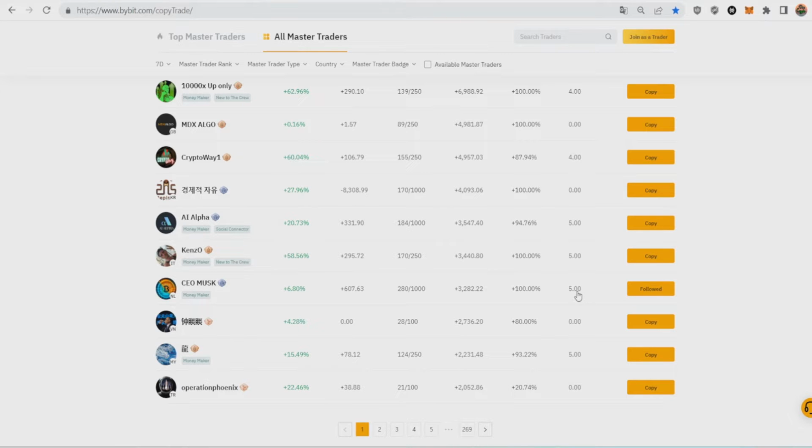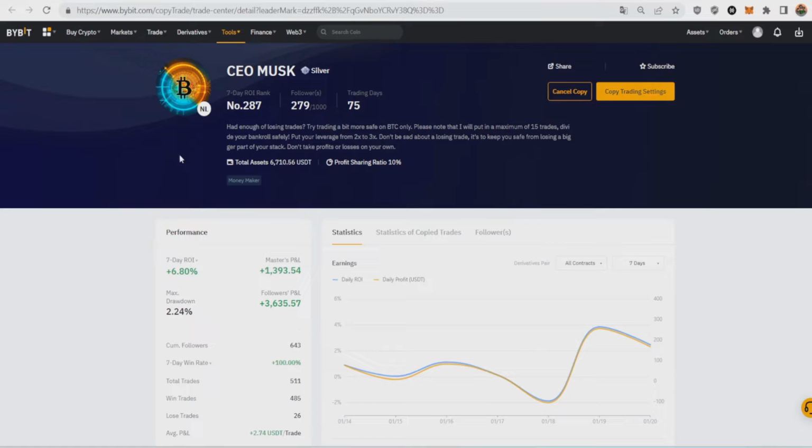But this doesn't only determine, and I'm gonna show you guys right now why I chose CEO Musk, for example, and what to look at in a copy master trader. So the first thing you want to see is trading days. If this is not at least 30 trading days, stop. He's new, he made good money, but he doesn't know what he's doing. Big red flag, guys. At least 30 trading days.